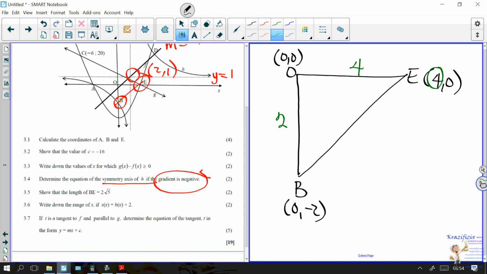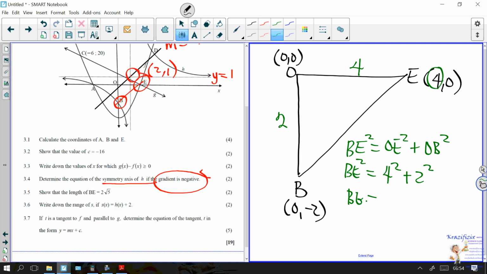Now I'm looking for BE, Pythagoras theorem. BE squared equals OE squared plus what? OB squared. Now BE squared equals, what is my OE? 4 squared plus 2 squared. BE equals the square root of this is 16 plus 4, 20, and that gives us 2 root what? 5.